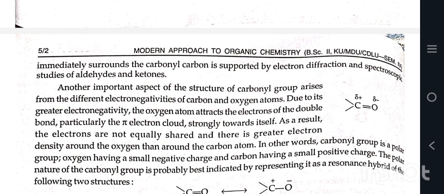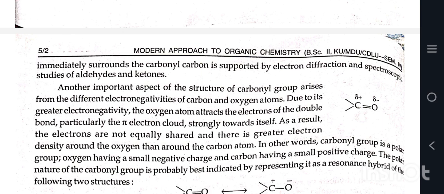Another important aspect of the structure of the carbonyl group arises from the different electronegativities of carbon and oxygen atoms. Due to its greater electronegativity, the oxygen atom attracts the electrons of the double bond, particularly the pi electrons, strongly towards itself. As a result, the electrons are not equally shared and there is a greater electron density around the oxygen than around the carbon atom. In other words, the carbonyl group is a polar group, oxygen having a small negative charge and carbon having a small positive charge.